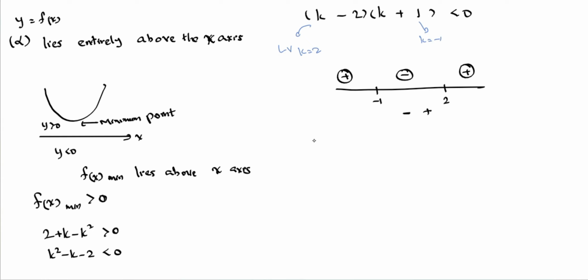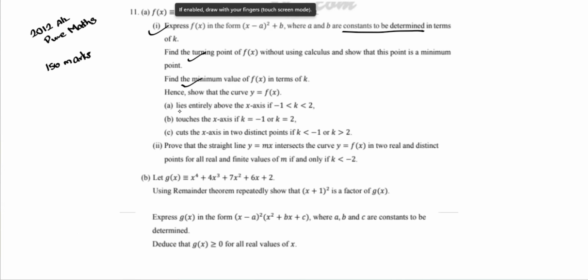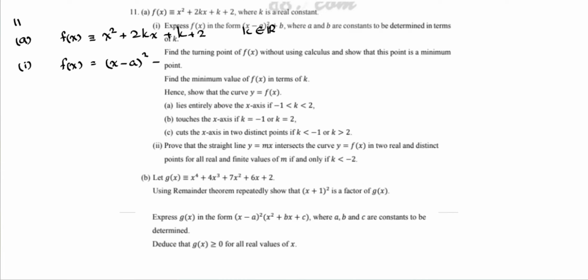Now, what is this supposed to mean? They are asking you to show the values of k where the function is negative. You can see the function is negative between minus 1 and 2. So you can say k is between minus 1 and 2. So we have proved the first one. Is this not what they have been asking? The curve lies entirely above the x-axis if k is between minus 1 and 2. So it's best if you finalize the answer and write a sentence there.